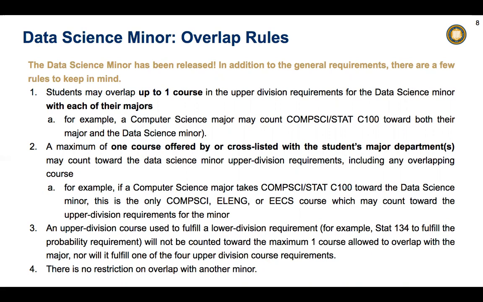And as I mentioned in the previous slide, an upper division course can fulfill a lower division requirement. For example, taking Stat 134 or EECS 126 or the other 2 probability classes to fulfill the probability requirement. But that will not be counted toward the maximum 1 course overlap. And there are no restrictions on overlap with another minor. So if you're doing a data science minor and a math minor, there are no overlap rules for those 2.